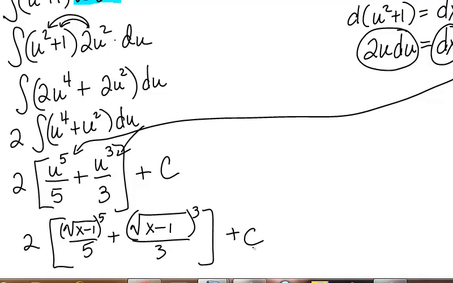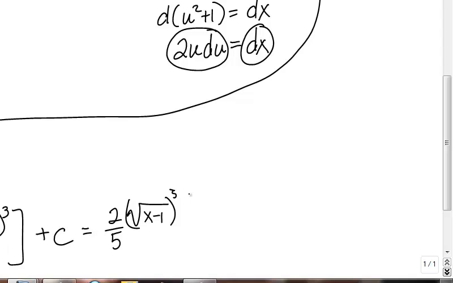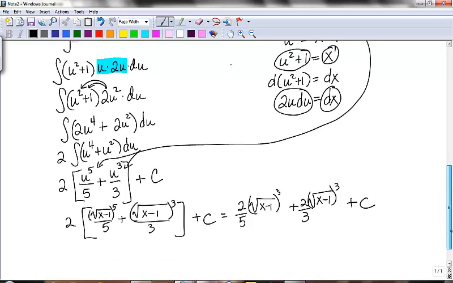If that's okay to write it like that, if in the back of the book say you got it, that's good for me. Or you could say that is the same as 2/5 the square root of x minus 1 to the 5th, plus 2/3 square root of x minus 1 to the 3rd, plus c. They're the same answer. They just look a little bit different. They distributed out the 2. So part of it is figuring out what to let u equal, but you have to be able to substitute in for everything in the problem. Let's try another one.